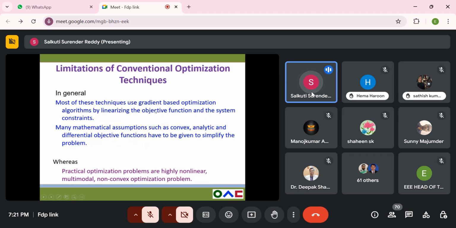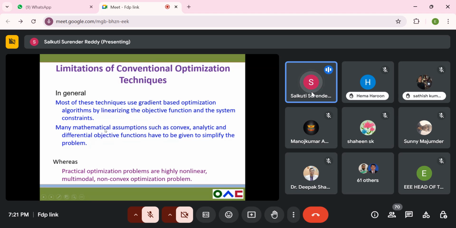Maybe in the objective function we do linearization, or in the constraints we do linearization. By doing this linearization, we are compromising on the accuracy of the algorithm. So the gradient-based methods have some kind of disadvantage due to the linearization.